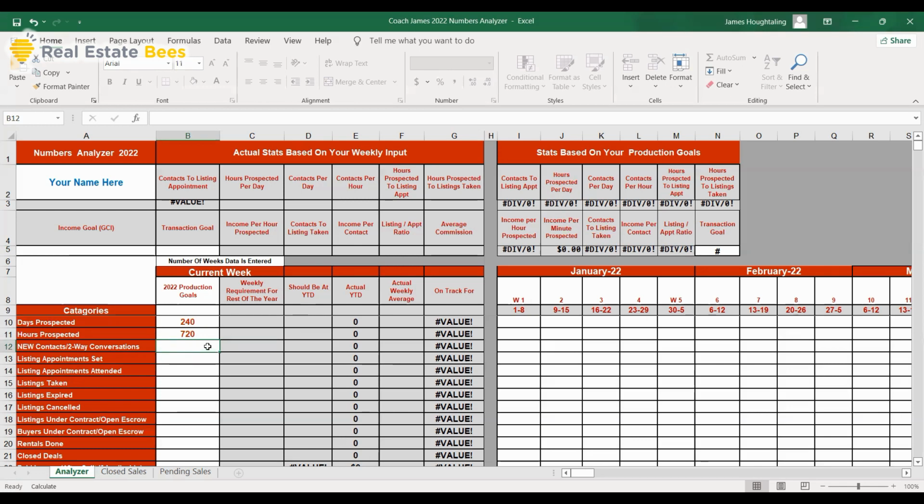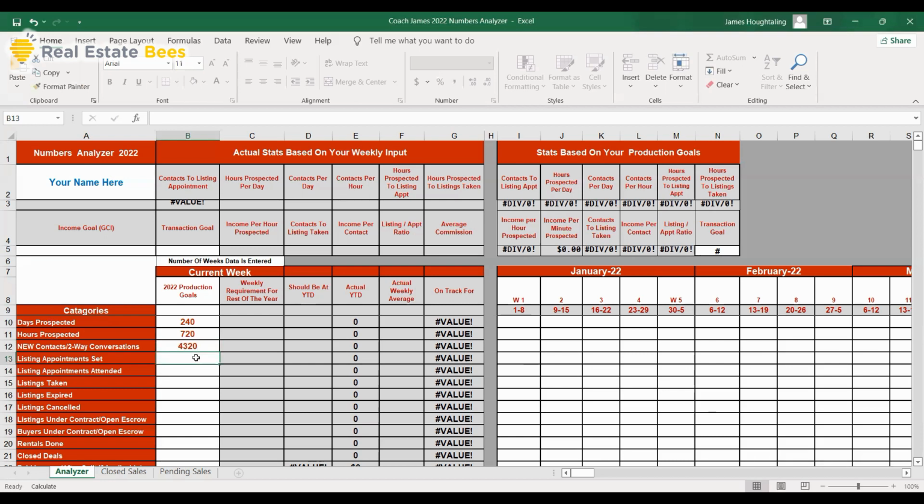Okay. So I would say that if you're expecting to talk to about 8 people per hour, you would take 720 times 8, and you would come up with 5,760. That would be your conversation goal for 2022. Let's say that you're only going to expect 6 contacts per hour. So we take the 720 times 6, we come up with 4,320. So I'm going to go ahead and use that number, 4,320. Okay. Again, that's the goal.